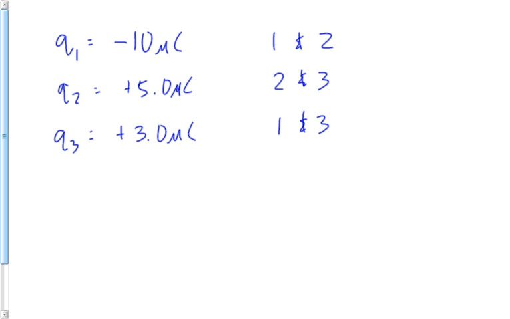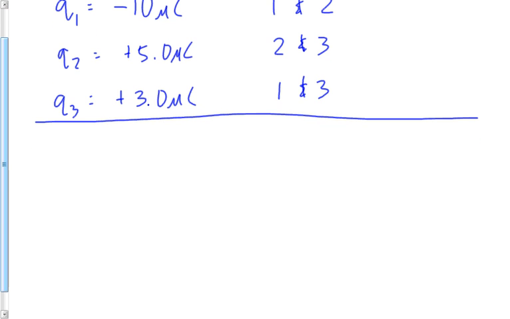So we've got three stages here. 1 touches 2, then they're separated. Then 2 touches 3, then they're separated. Then 1 touches 3, then they're separated. I want to know what the charge on all three of these objects becomes after I do all of that touching of 1 and 2 and 2 and 3 and 1 and 3 and so on.